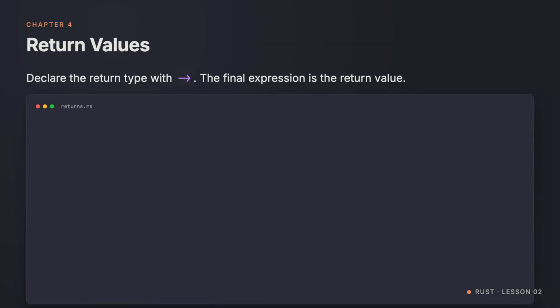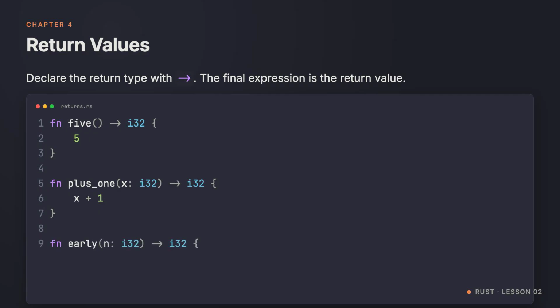Functions can return values back to the code that called them. You declare the return type after the function's parameters using an arrow followed by the type. Inside the function, the return value is simply the final expression. No return keyword, no semicolon. You can still use the return keyword to exit a function early, and that's sometimes necessary. But idiomatic Rust favors the implicit return from the final expression.